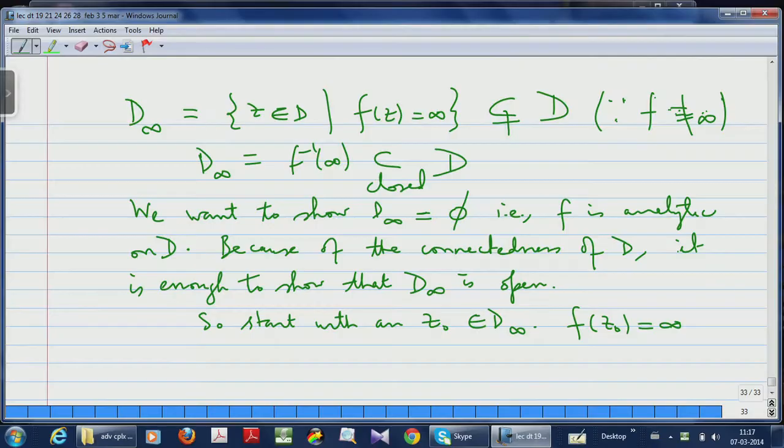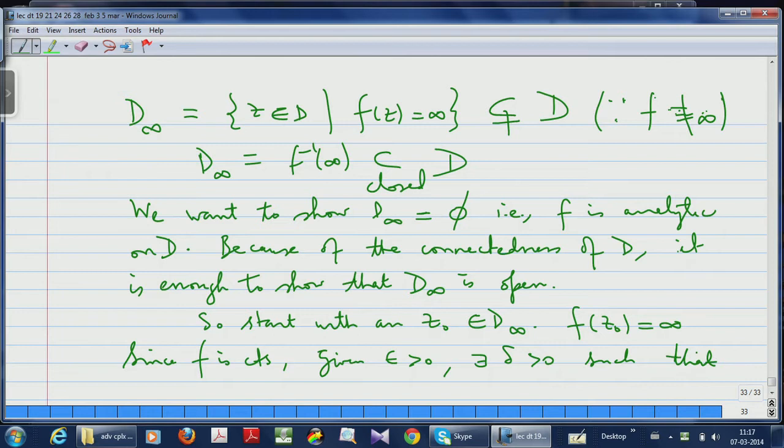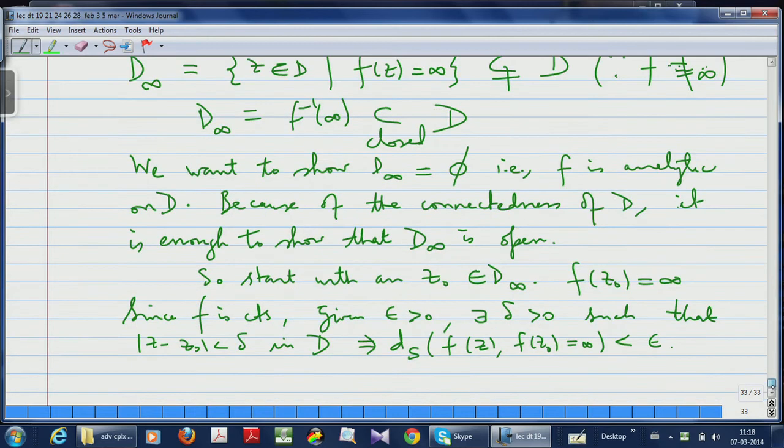Okay, so since f is continuous, given epsilon greater than 0, there exists a delta greater than 0 such that mod z minus z naught less than delta in D will imply that, and I should write this with respect to the spherical metric, d sub s of f of z comma f of z naught, which by the way is infinity, can be made less than epsilon. So you see, I have to use the spherical metric.